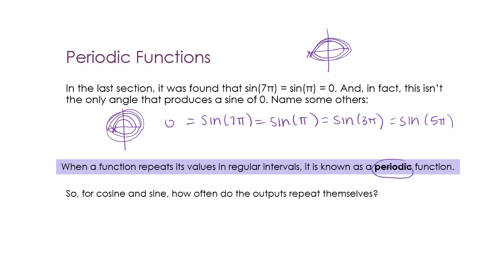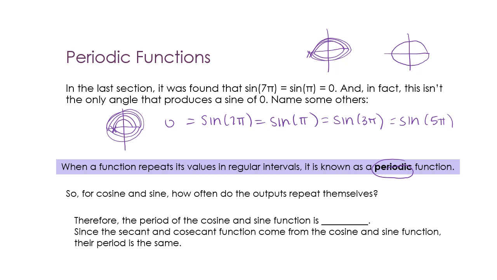When a function repeats its values in regular intervals, it's known as being a periodic function. So for cosine and sine, how often do those outputs repeat themselves? If you're looking at a unit circle, to go all the way around is going to be 2 pi. Therefore, the period of the cosine and sine function is 2 pi, or in terms of degrees, 360. Again, for sine and cosine, sine's going to be positive here, negative, negative, so we've got to make sure that we're including all of those values. When it comes to tangent, it's going to be a little bit different for where it's periodic.